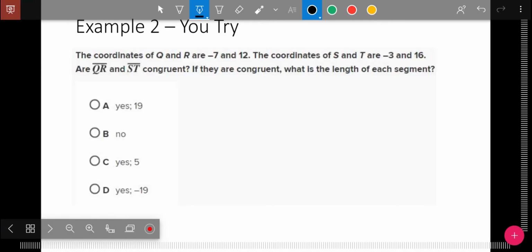The next one, you try it. Pause the video here. I'll read it for you, and then let's pause it and go for it. The coordinates of Q and R are at negative 7 and 12. The coordinates of S and T are at negative 3 and 16. Are segment QR and segment ST congruent? And if they are, what is the length of each segment? Pause the video, give it a try.